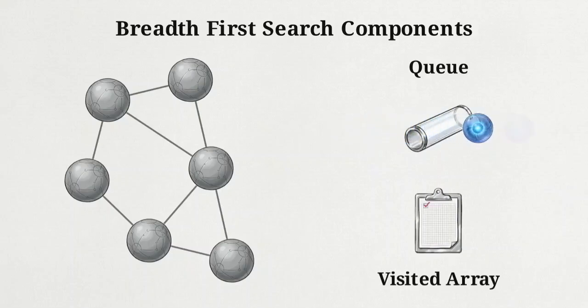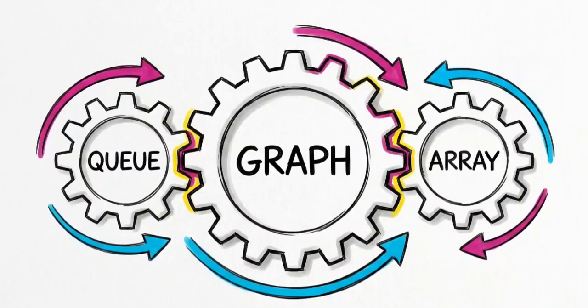Whatever node enters the queue first is the exact node we will process first, allowing us to maintain a strict, level-by-level order. The visited array acts as the algorithm's memory bank. In a highly connected web, it's easy to accidentally walk back over the exact same path. This checklist prevents duplicate work. Working together, the graph, the queue, and the visited array form the mechanical engine that drives the entire search process.